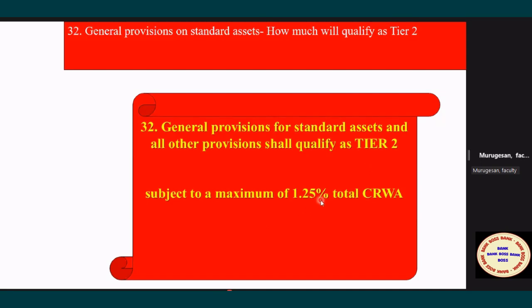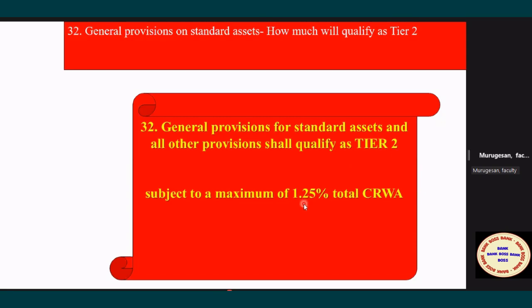What's the maximum? All provisions put together will qualify as Tier 2, subject to a maximum of 1.25% of CRWA, not total risk-weighted assets, only credit risk-weighted assets for the bank as a whole. That is 1.25. There you remember 1.5, that is Tier 2 of 81. These things you have to remember by heart. Here it is 1.25% of CRWA that will qualify as Tier 2. Agreed? Then the other provisions will remain, but for the purpose of calculating Tier 2, this will be taken into account.